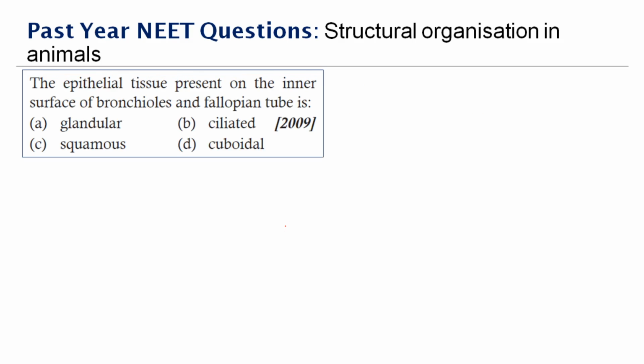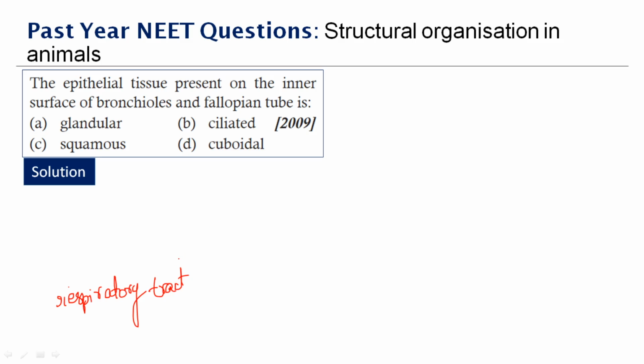Next question. The epithelial tissue present on the inner surface of the bronchioles and the fallopian tube. This is a very easy question because we just discussed it in the earlier question. Yes, the correct answer is ciliated. Ciliated epithelium has simple columnar epithelial cells. We discussed where it lines the respiratory tract, or simply the bronchioles, and another lining is found in the fallopian tube. In addition, they possess a hair-like outgrowth called cilia.